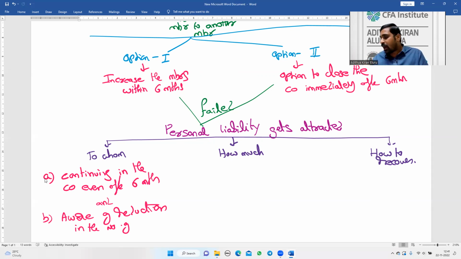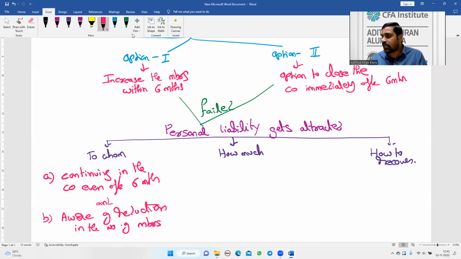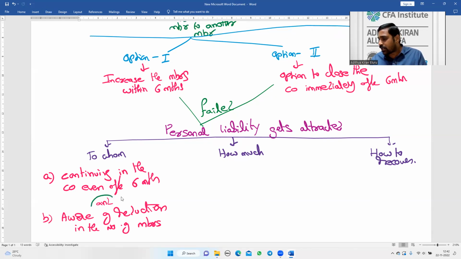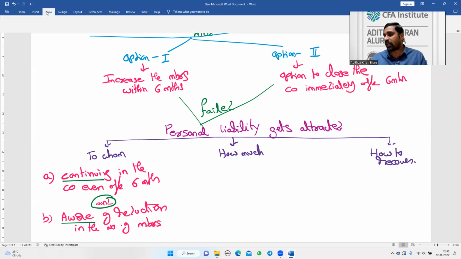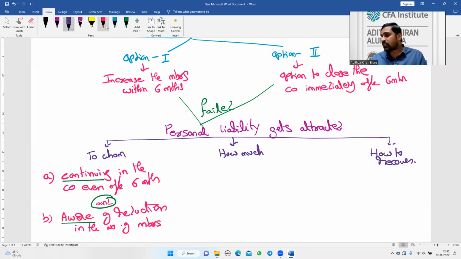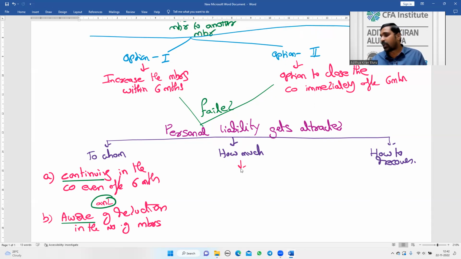Aware of the reduction in the number of members. So a member who gets attracted by these two conditions, continuing in the company and aware. A person who is continuing in the company even after 6 months and is aware about the reduction, for that person personal liability will arise. And what is the extent of personal liability?